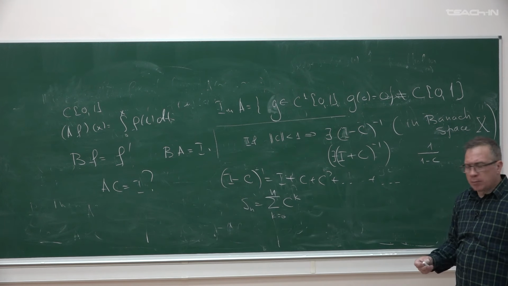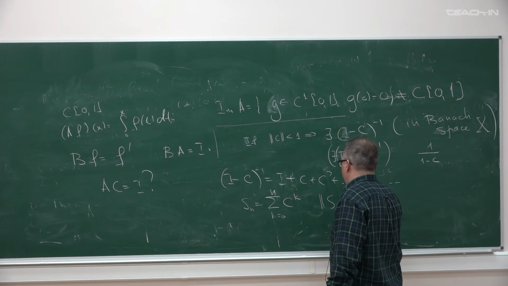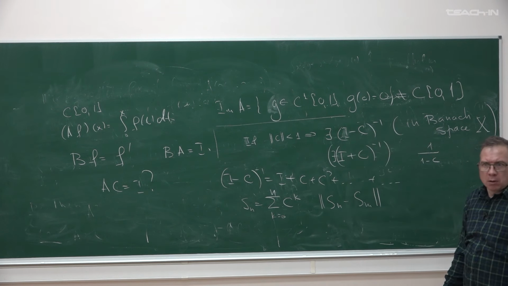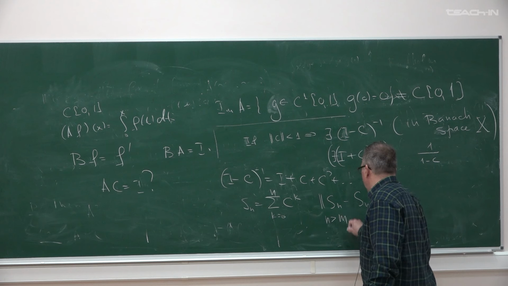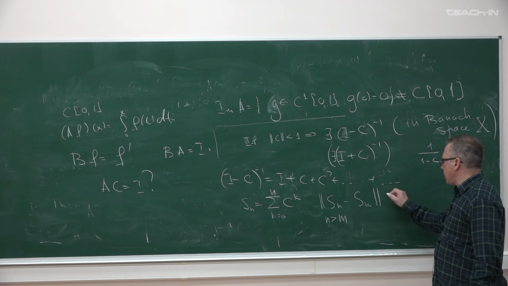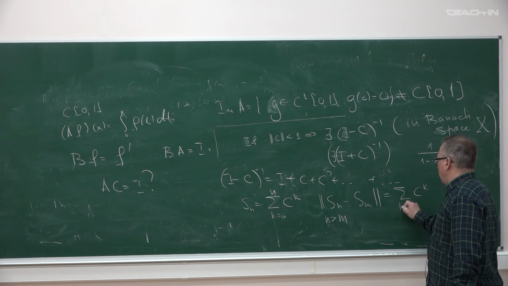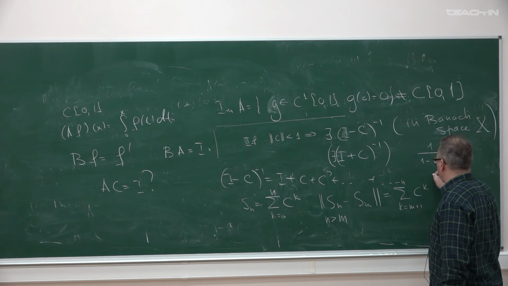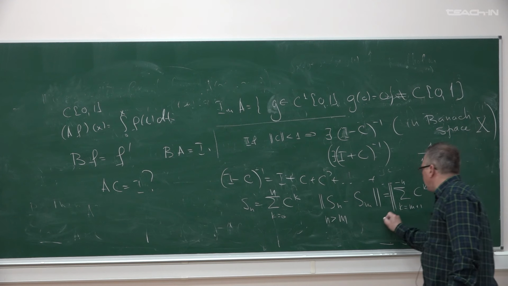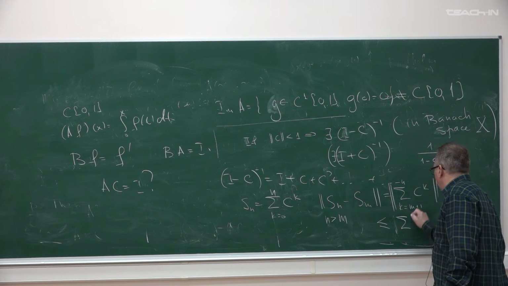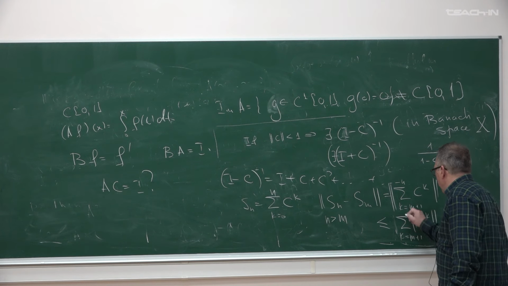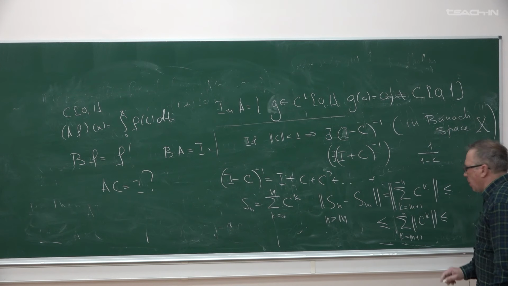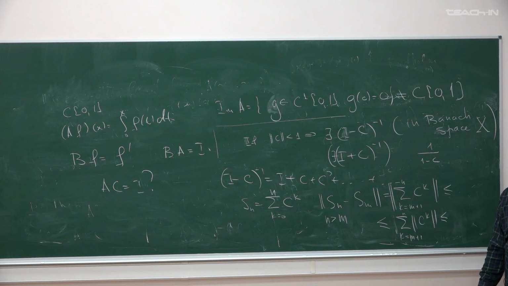the partial sum, and then you can write the difference. Let n be greater than m, then it is the sum of C^k, k from m plus 1 to n. By the triangle inequality we obtain this estimation, and then by the property of the sum of a geometric progression, you can write this estimation.